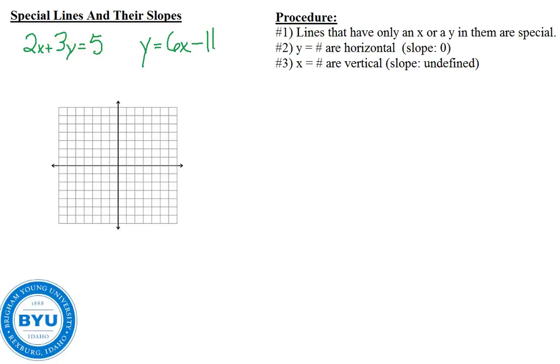However, there are a couple special types of lines. Lines that might look like y equals 3 or x equals -2. Notice that these lines only have an x or only have a y in them, and therefore they are special. You're going to need to remember these special types of lines.